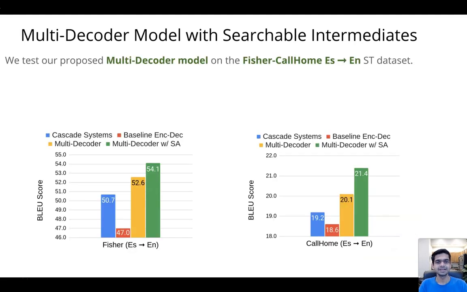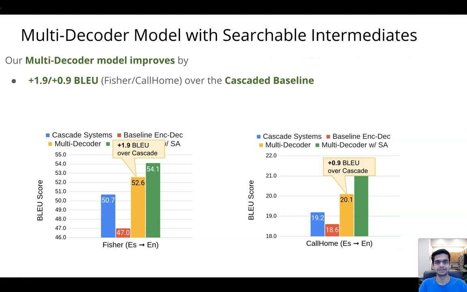We test our multi-decoder models on the Fisher-CallHome corpus, which is a speech translation dataset consisting of 170 hours of Spanish phone call recordings, along with their Spanish transcriptions and English translations. In these results, we compare our multi-decoder and multi-decoder with speech attention models to cascaded and encoder-decoder baselines.